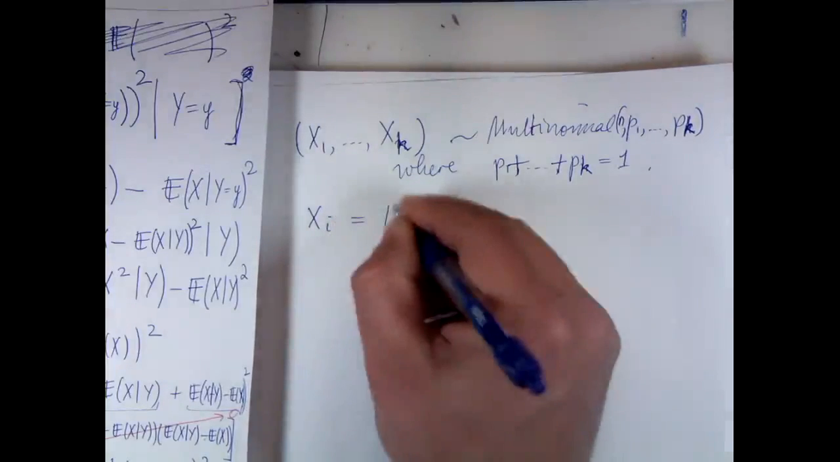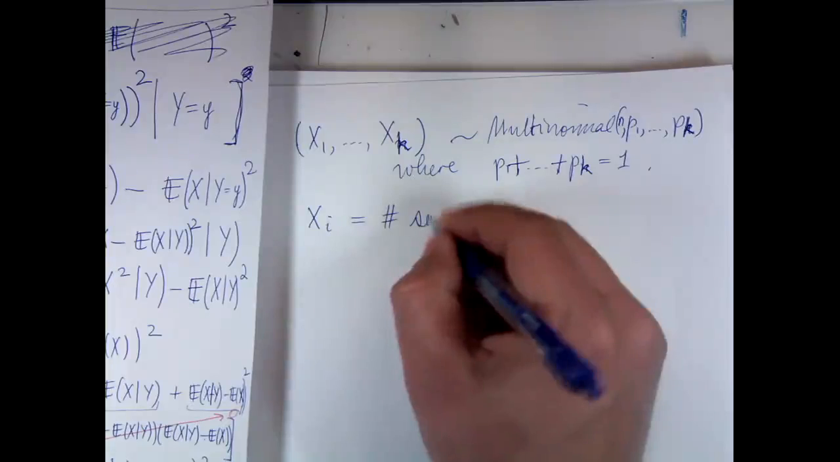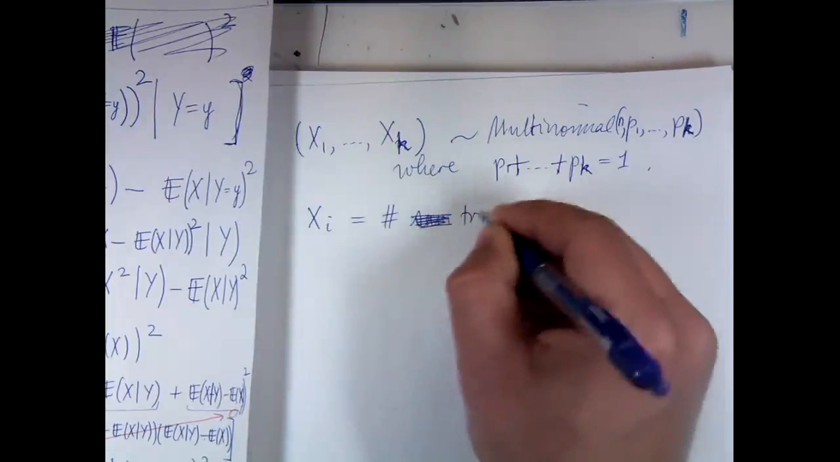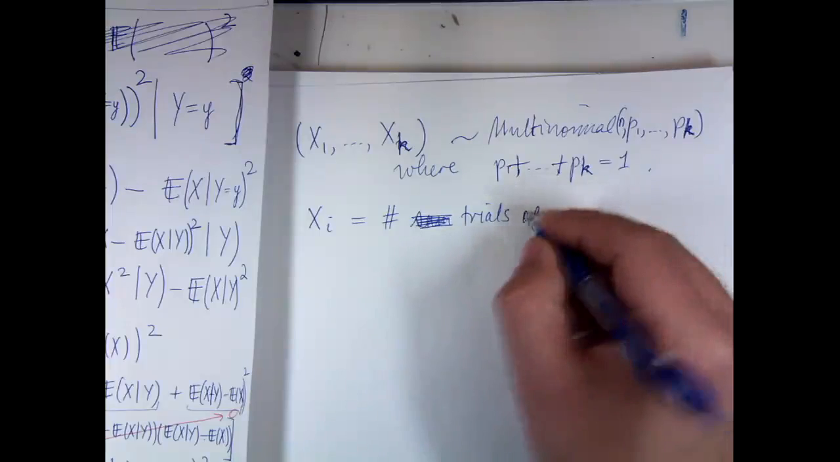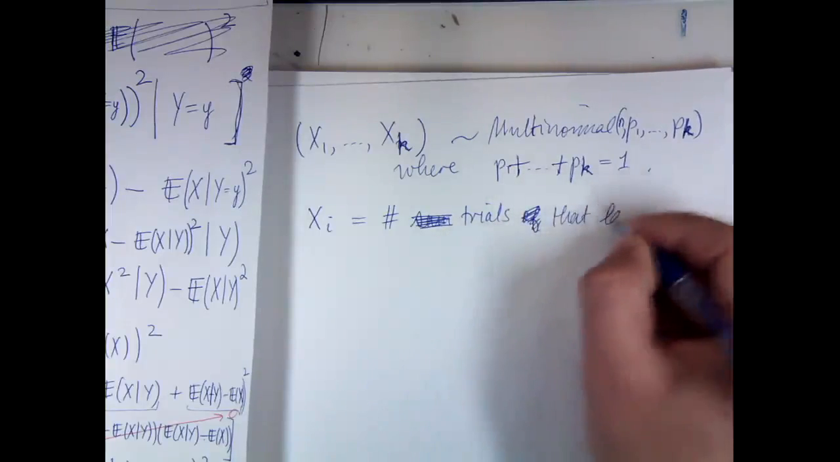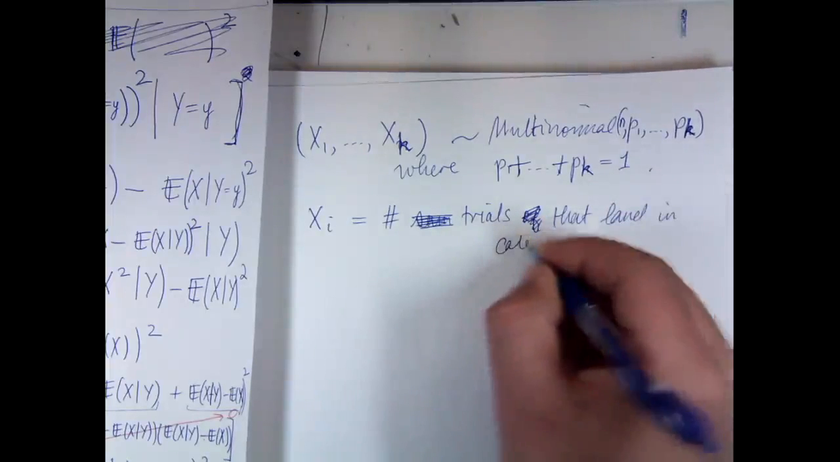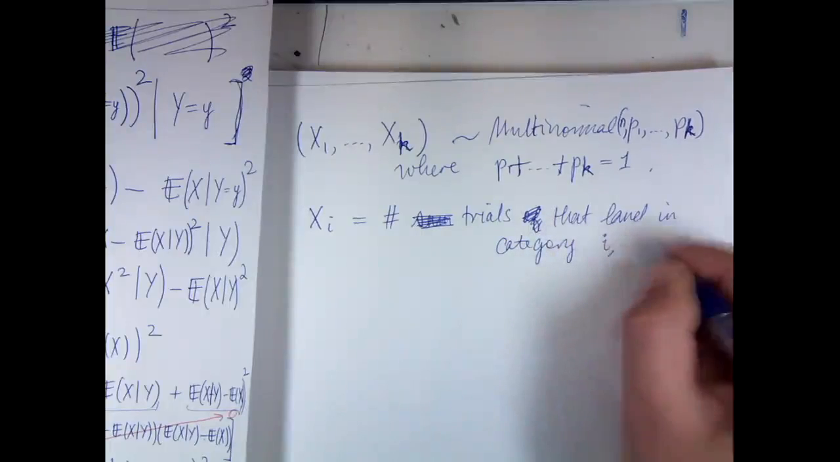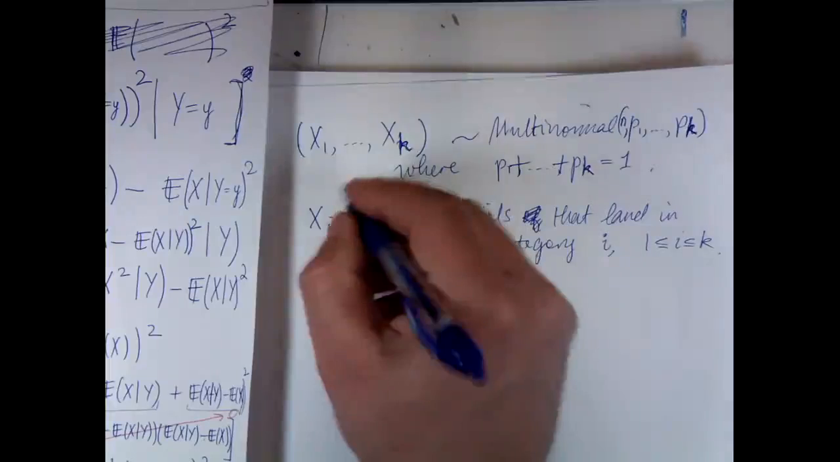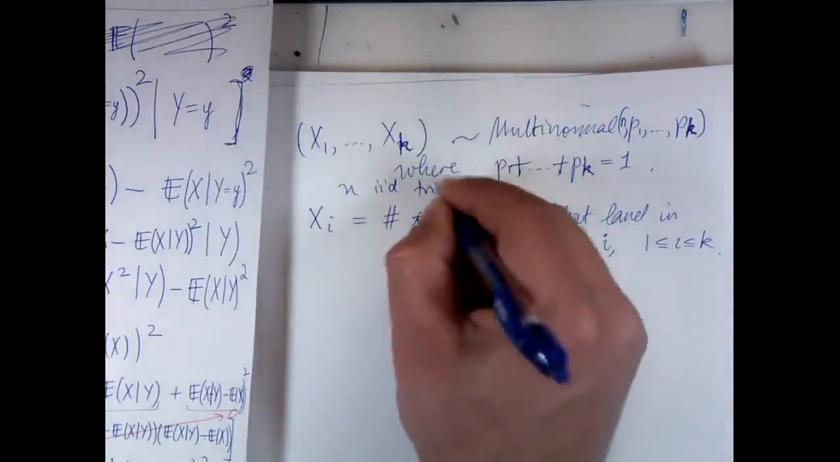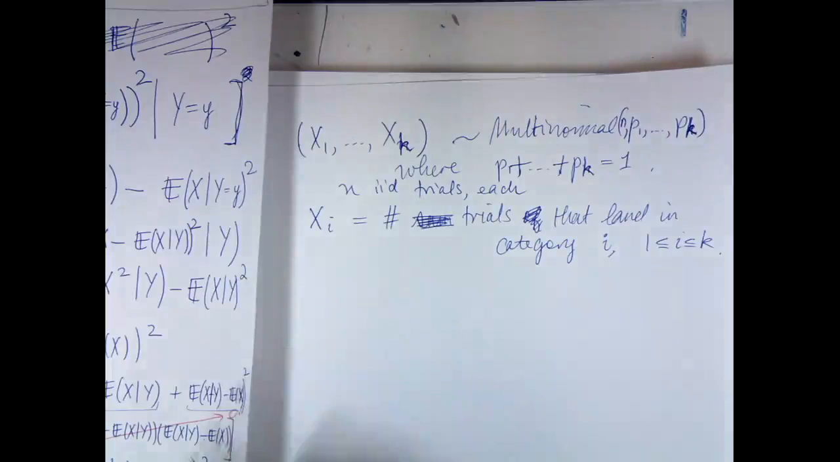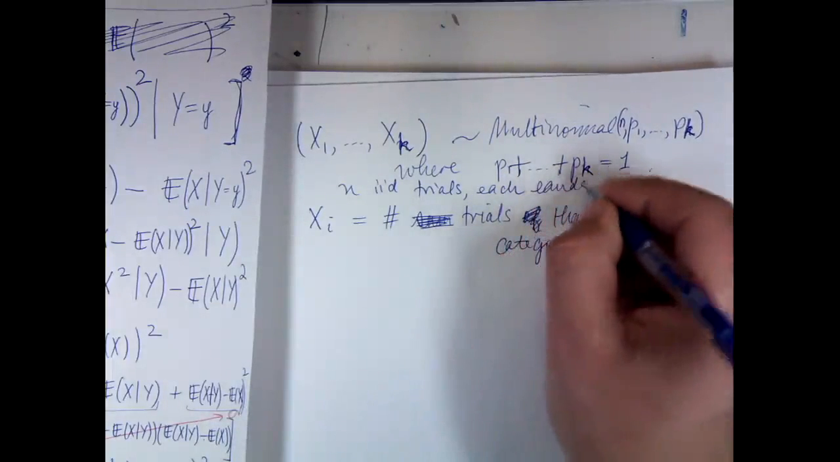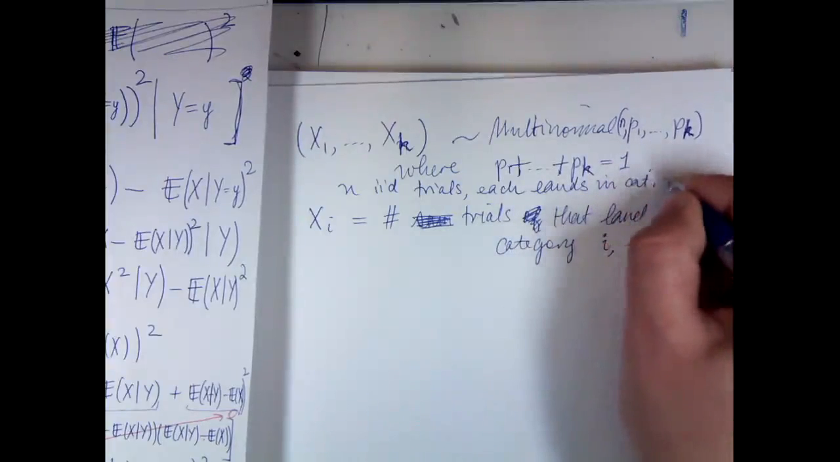So Xi is the number of samples or number of trials that land in category i. Okay, so there are K categories. So there are N IID trials. Each one lands in one of K categories. So it's like binomial, which is yes or no. Lands in category i with probability pi.